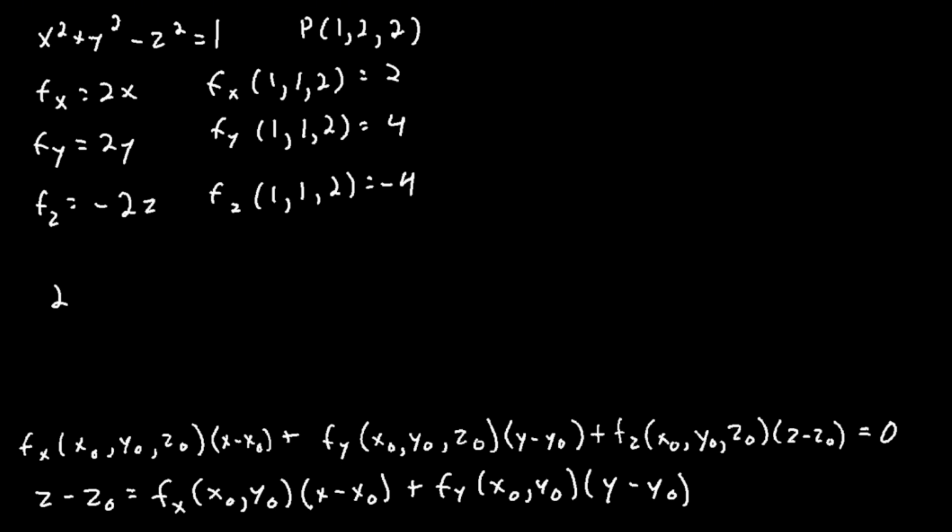So our x partial goes first, which is 2. Our x minus x null value goes next, which is 1. Our y partial goes next, which is just 4. Y minus y null, which is 2. Minus 4, because our z partial is negative 4. Z minus 2, because that's our z null value. All of this equal to 0.